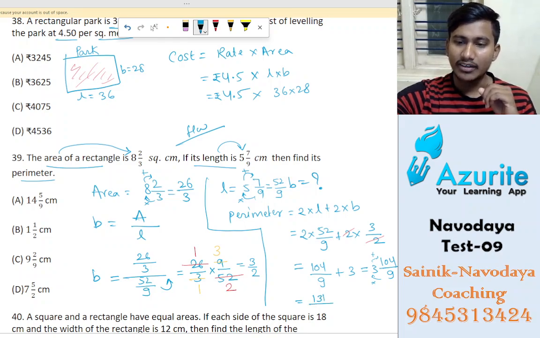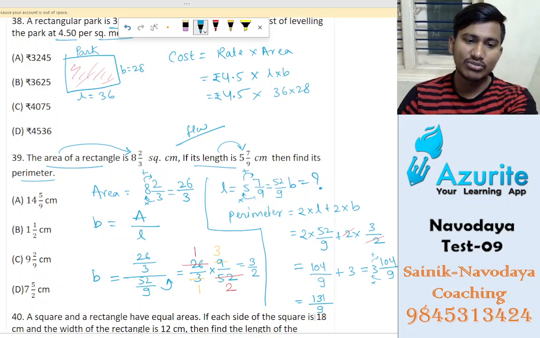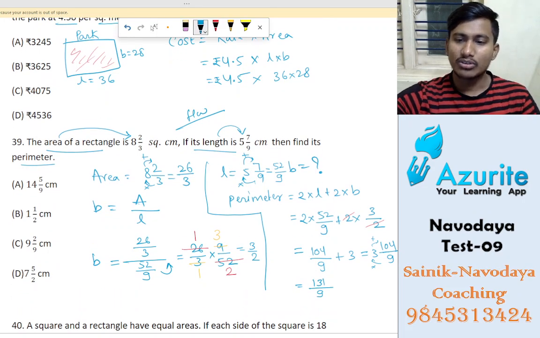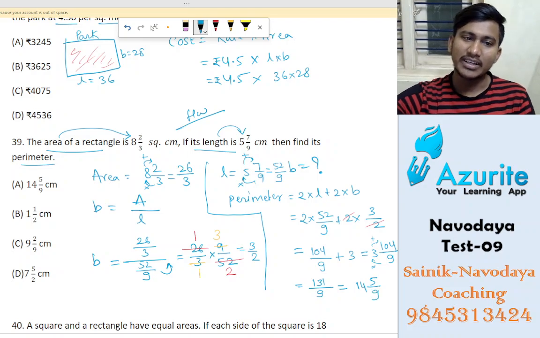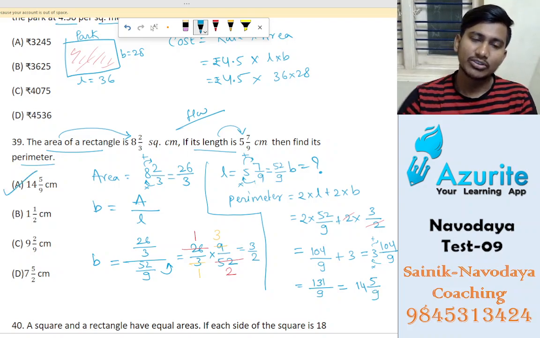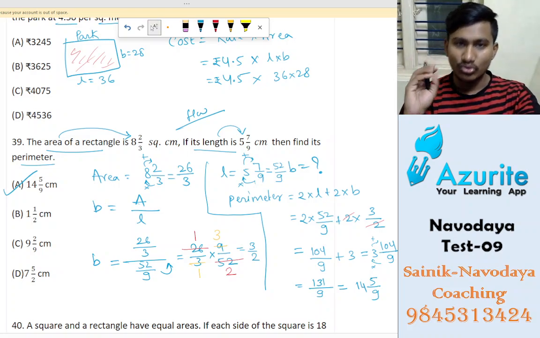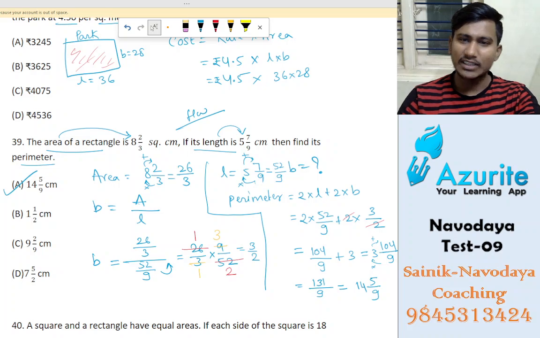131 divided by 9. Okay, 131 divided by 9 means we have to write that as a mixed fraction. So what will the answer be? If you write it as a mixed fraction, 9 ones are 9 and remaining will be 4. So 4 means 9, how much? 9 4s are 36. So it is 41. So 5 will be remaining divided by 9. 14 5 by 9, option E. Okay, so it is fine. You don't do this, you don't write. It will not come.